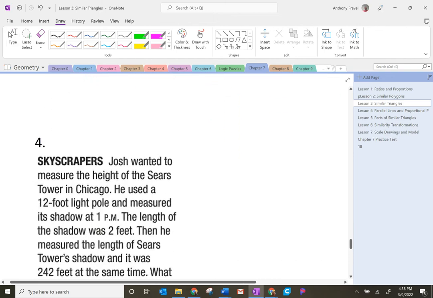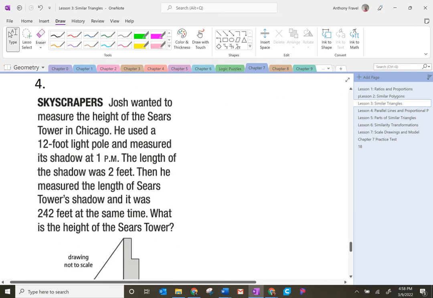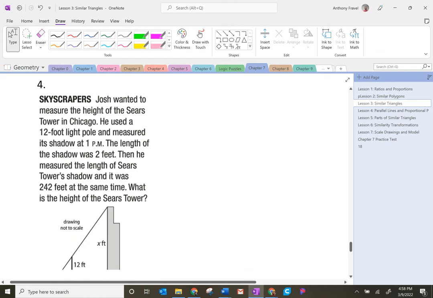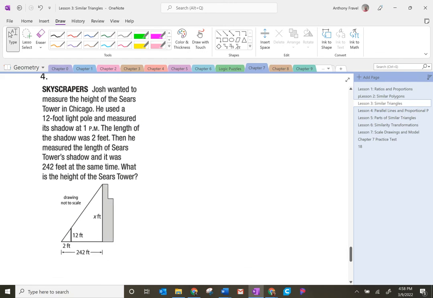All right, very last example for you. Number 4, it says skyscrapers. He wants to find the height of the Sears Tower. Again, I've got those two triangles, and I'm going to compare those two triangles. It's not drawn to scale, just go with it.